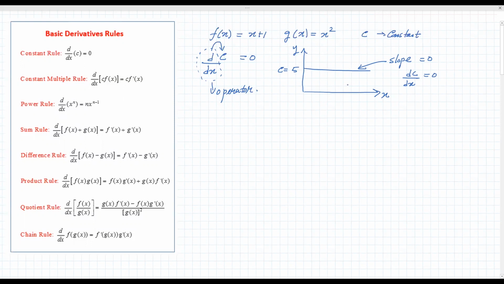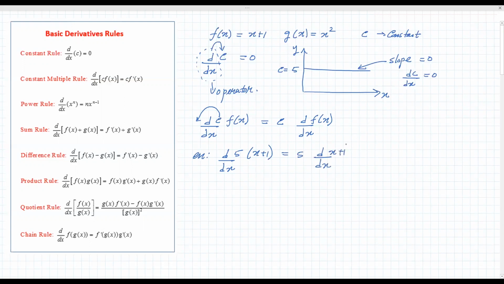Now next one would be the constant multiple rule. So for example, d/dx of c f(x). So this function is multiplied with c. If you have a situation like that, we can take the constant c out and we can write c d/dx of f(x). Now in our case, c is equal to 5. So for example, d/dx of 5 times my f(x) function, which would be x plus 1. That is equal to 5, you can take the constant out, d/dx of x plus 1. So from here, you can say d/dx of x plus 1 is going to be 1, essentially. So how do you obtain this one? I will teach you in my next video. But for now, we will understand the rules.